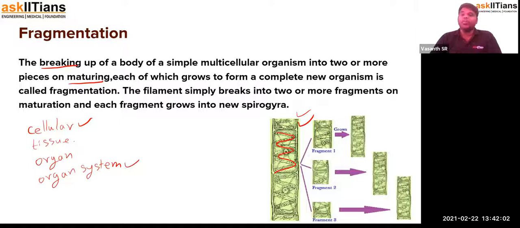Now, when we talk about fragmentation again, it is a very simple process that happens only in very primitive organisms with cellular level body organization. But we have organ system level body organization. And if we started reproducing by fragmentation, we would stop getting variations. Instead, we would get only one funny thing. So what is that funny thing that happens?